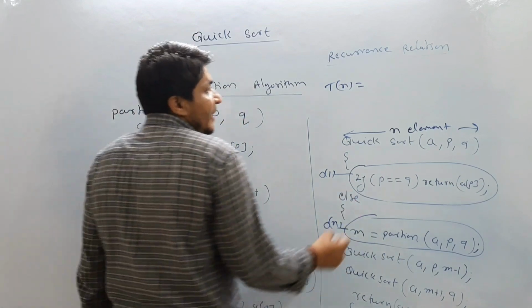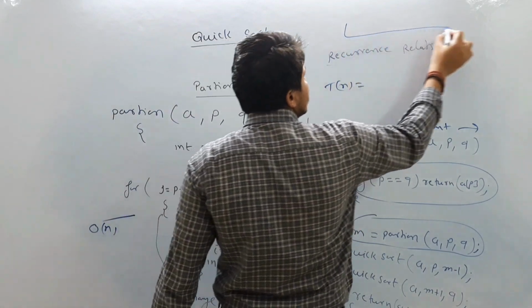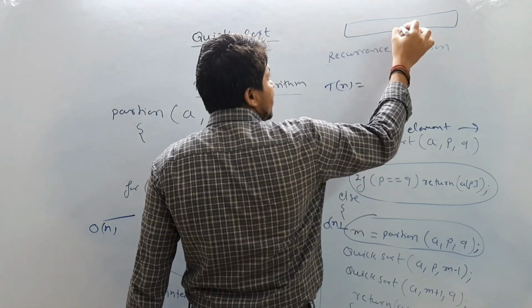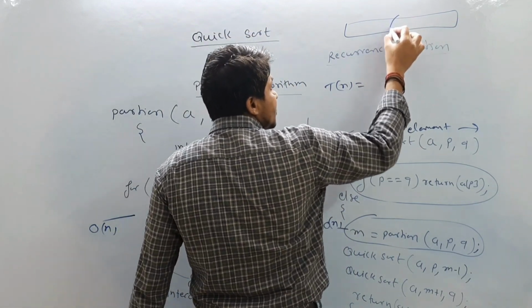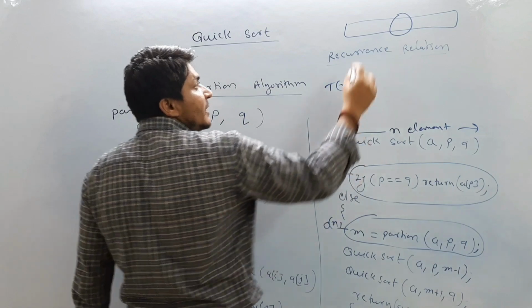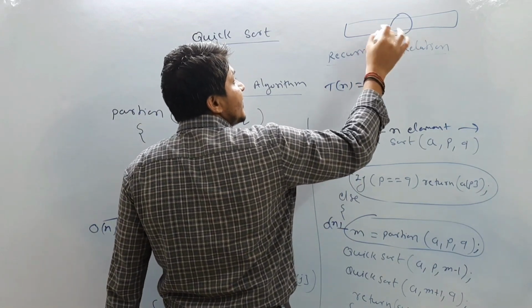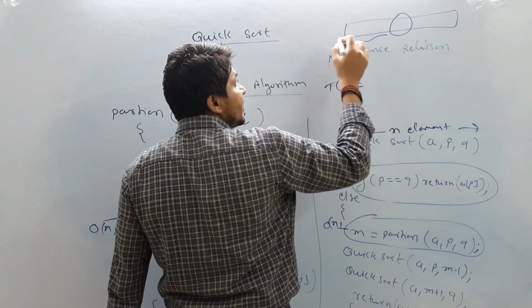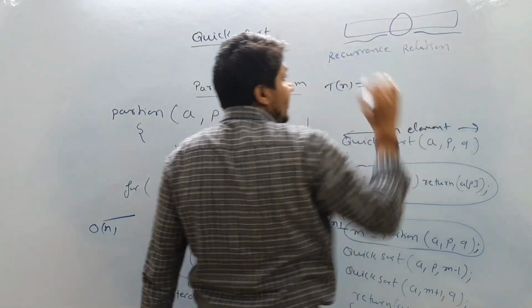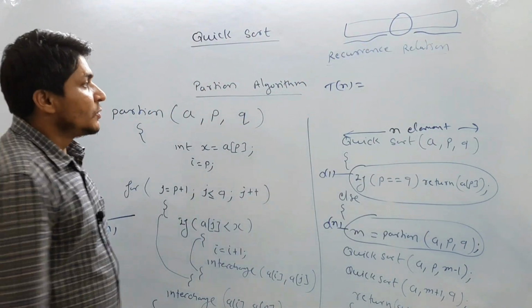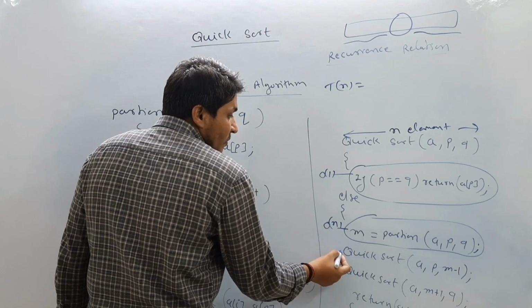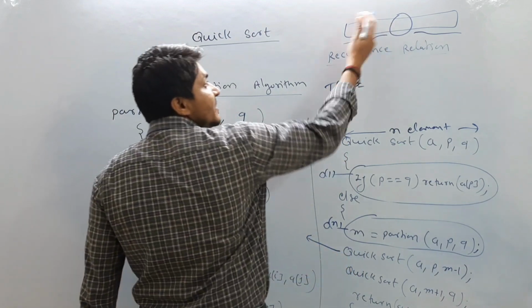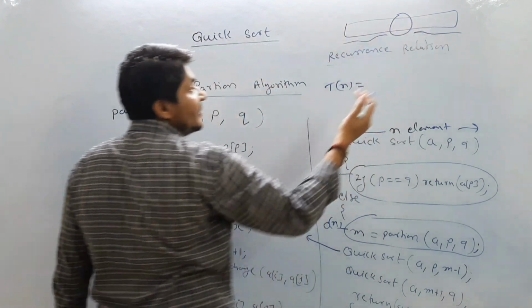Now, let's suppose this was your array, and after applying partition, that pivot element reached its correct position. So there are some elements on the left-hand side, and some elements on the right-hand side. Let us assume this part is solving the half-elements problem, and this part is also solving the half-elements problem.